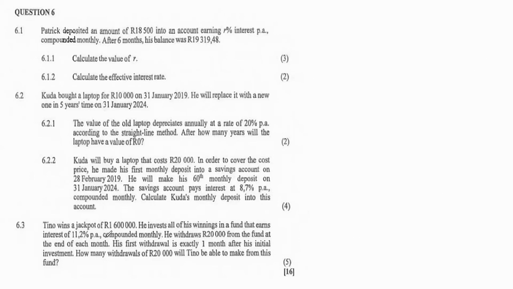They say Tino wins a jackpot of 1,600,000. He invests all of his savings in a fund that earns interest of 11.2% per annum compounded monthly. He withdraws 20,000 from the fund at the end of each month. His first withdrawal is exactly 1 month after his initial investment. How many withdrawals of 20,000 will Tino be able to make from this fund?